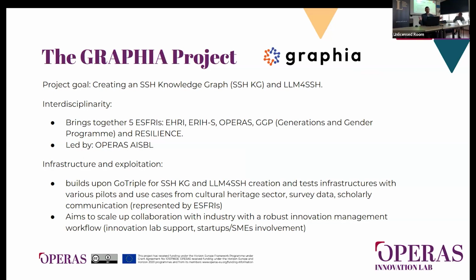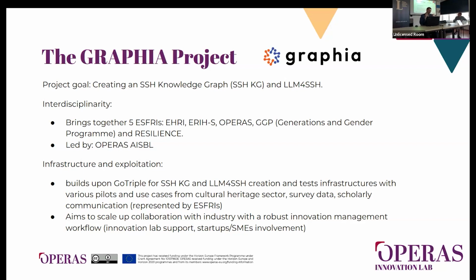But there are 2 things. So these projects, the call demanded to involve numerous S3s, so large research infrastructures. And here we have ERI, ERIC, Operas, GGP, and Resilience. So an interdisciplinary kind of group, led by Operas, as I said. And we want to build an infrastructure that allows building SSH knowledge graph solutions for SSH that work together.